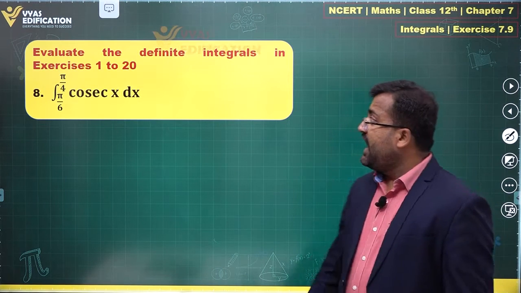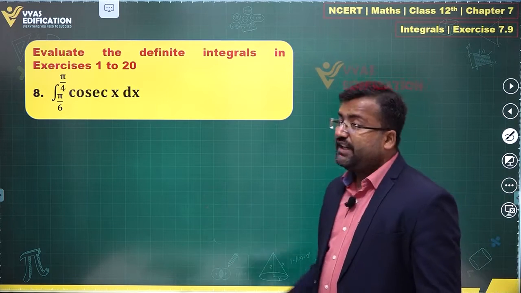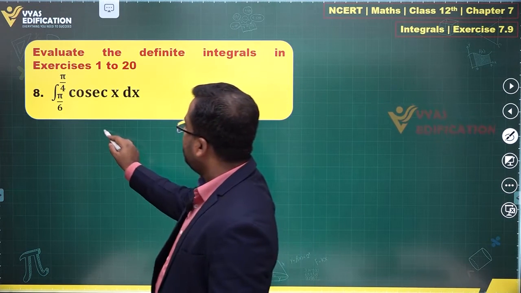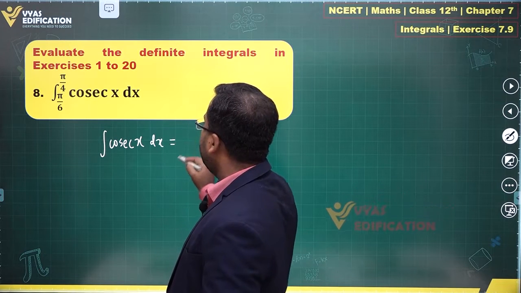In the eighth question, we have the integral of cosec x. So the integral of cosec x, what is that equal to? You remember the indefinite integral of cosec x is important. And what is that?